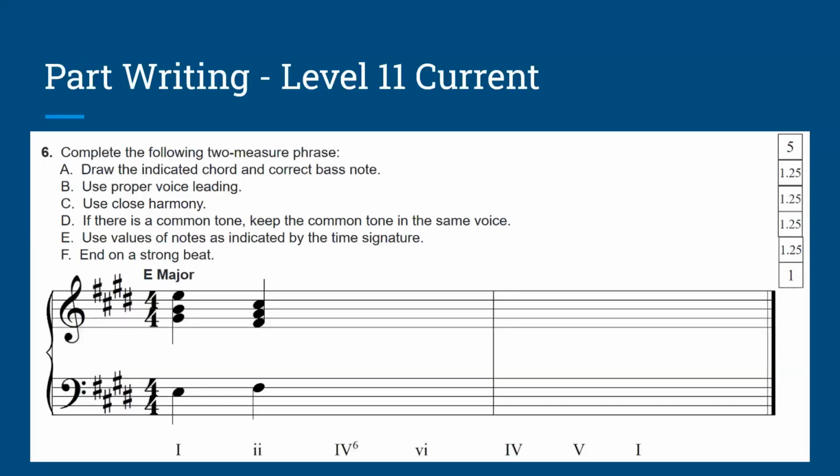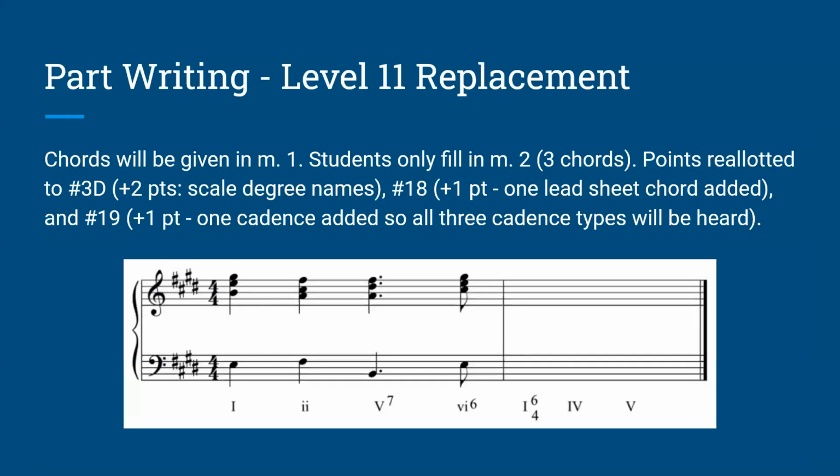What the old tests had been in the past looks like this. And now they will only have to fill in the last measure with 3 chords. So the chords will be given in measure 1. Students only fill in measure 2, so the 3 chords. Points are reallotted to question number 3D, where they have to write in the scale degree names, and that's like tonic and subdominant, dominant, all those kinds of things. It's not very hard for them.